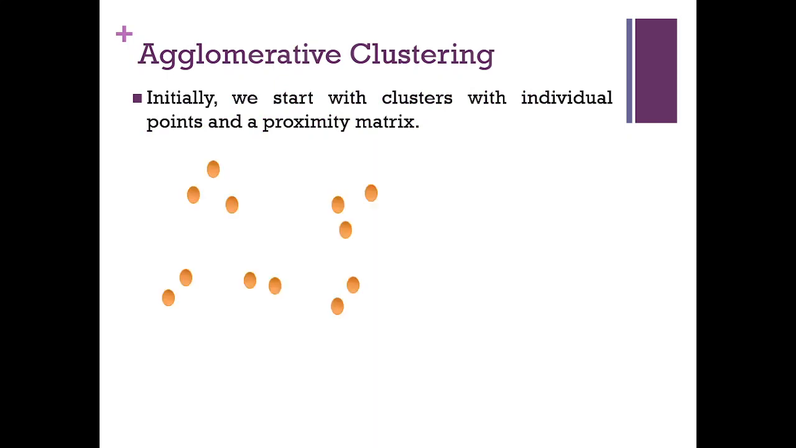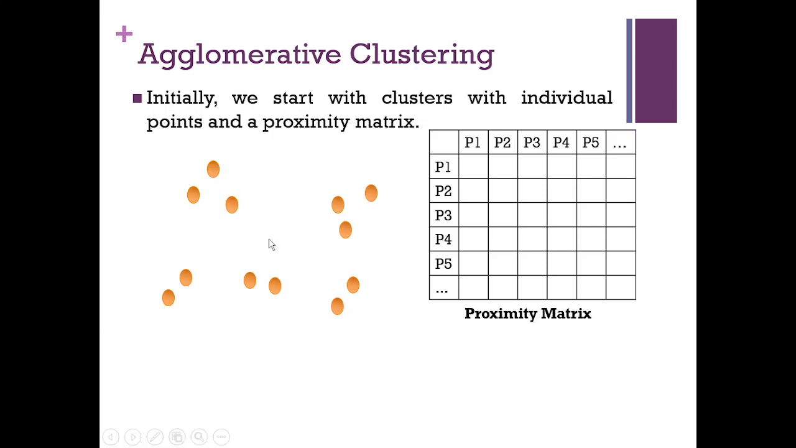Now, initially, we start with clusters with individual points and a proximity matrix. So these are my various individual points, howsoever many points I have, and this is my proximity matrix. If you see clearly, whatever the number of points I have, they have been represented in rows as well as columns. So here I am going to record the proximity between point P1 and P1.